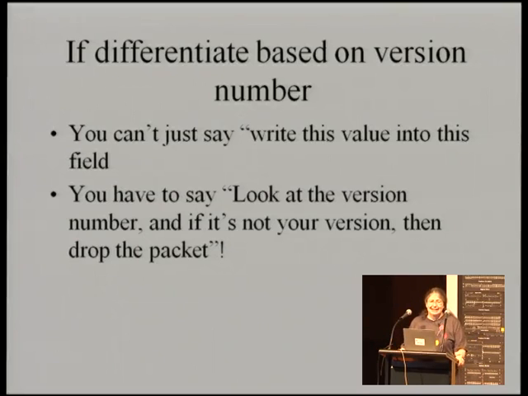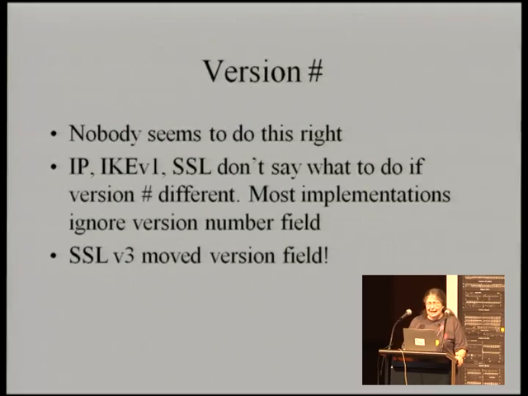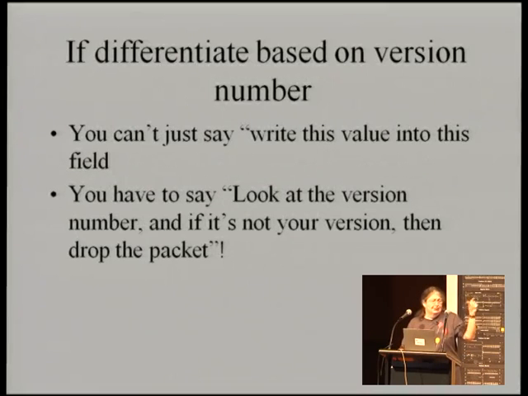And you'd think that they had learned the lesson, and you would think that in the IPv6 spec it would say put a 6 here and look at it, and if it's not a 6, drop the packet, but they don't. They just say write a 6 here. So the other thing is that you have to say, look at the version number field, and if it's not your version, throw it away. You can do anything you want. You can make it as incompatible as you want, but the one field that you have to leave in the same place is the version number field. So SSL version 2 to SSL version 3, they completely redid the packet format, including moving the version number field.